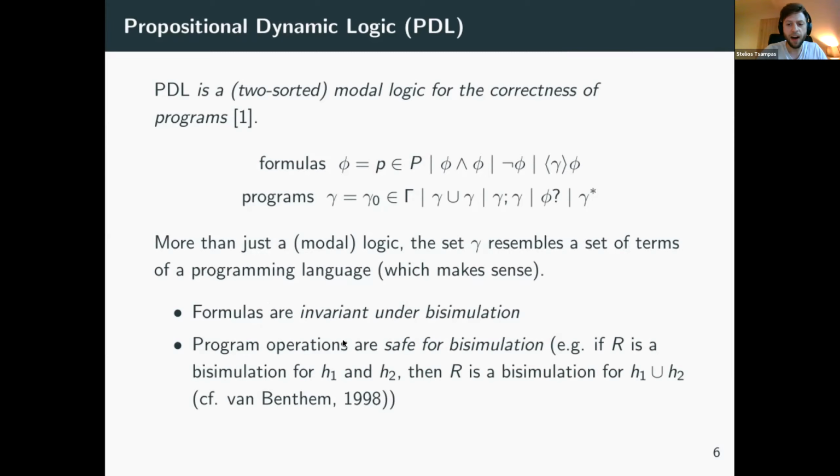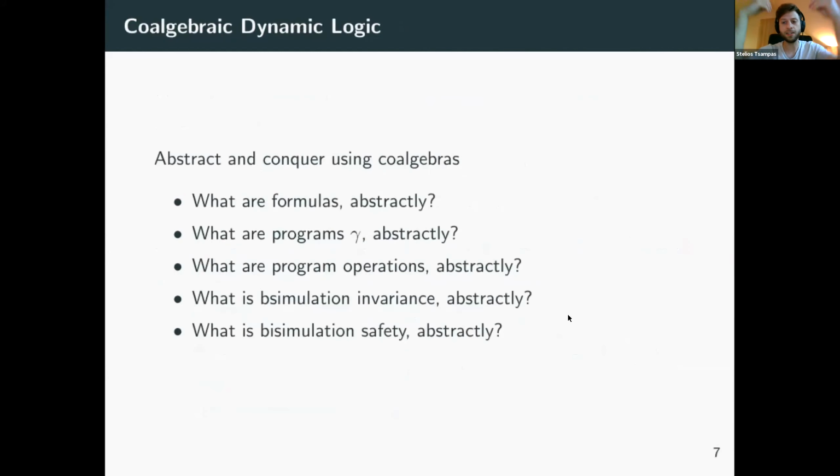So take any R, a bisimulation between programs H1 and H2, so you have two programs. Then we want R to be a bisimulation, or rather it is true, for the union of these two programs. And again, I have to apologize because I don't have the time to explain more, sorry. But I think things will get more clear as soon as I get to the abstract.